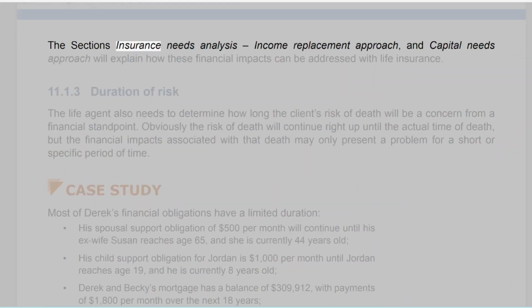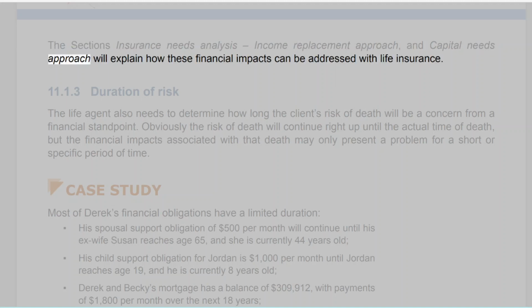The sections Insurance Needs Analysis, Income Replacement Approach, and Capital Needs Approach will explain how these financial impacts can be addressed with life insurance.